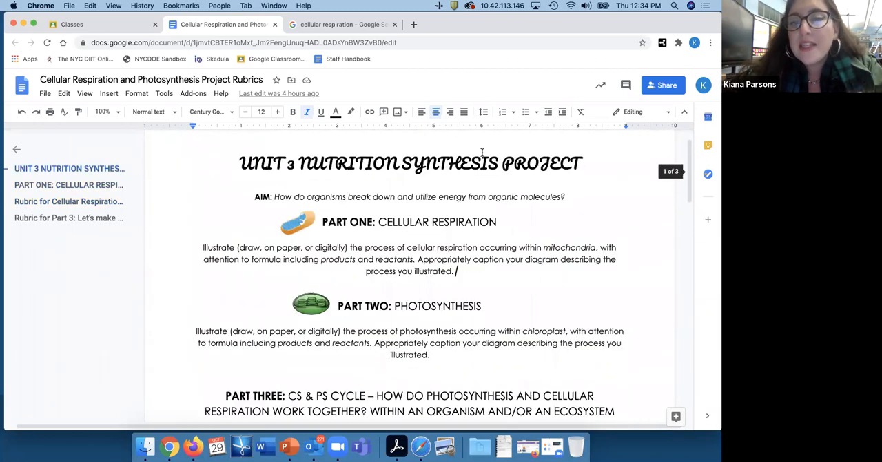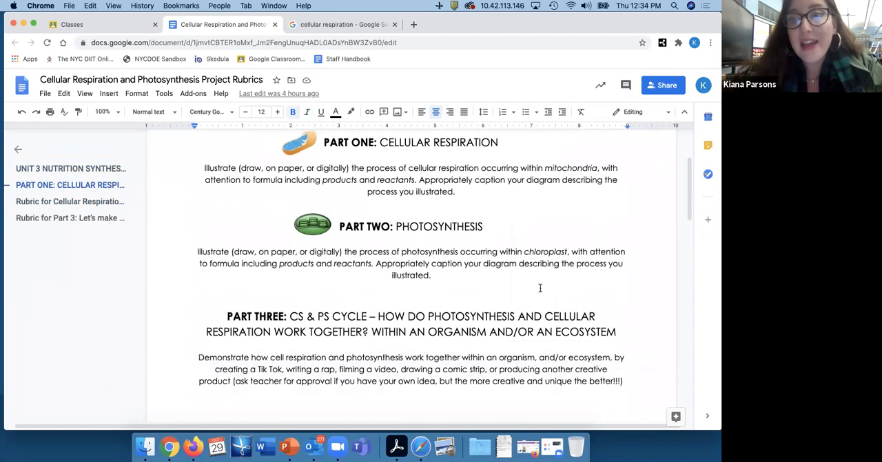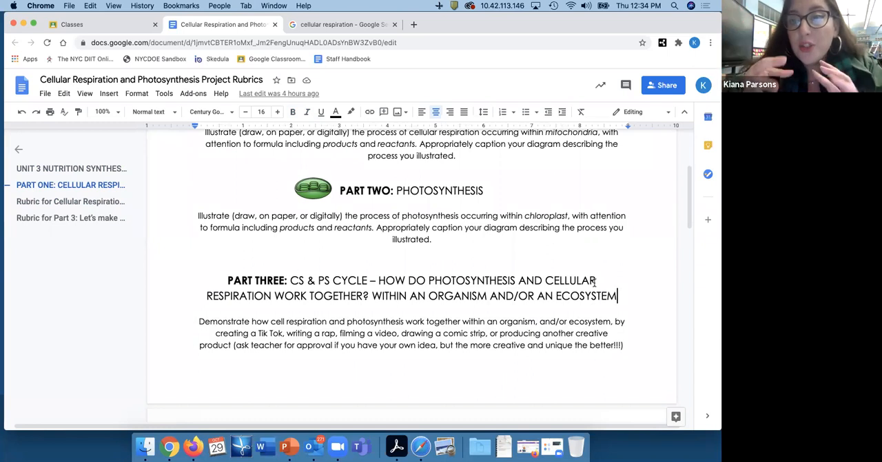And there is a rubric here, and the rubric is going to be the same for Part 1 and 2, because for Part 1, you're going to be describing cellular respiration, and for Part 2, you're going to be describing photosynthesis. And then for Part 3, which will go on more in depth, you're going to be putting those two processes together. And instead of just drawing it out, you're going to be producing more elaborate creative work, which includes, and I hope you choose, the option of making a TikTok about this process.